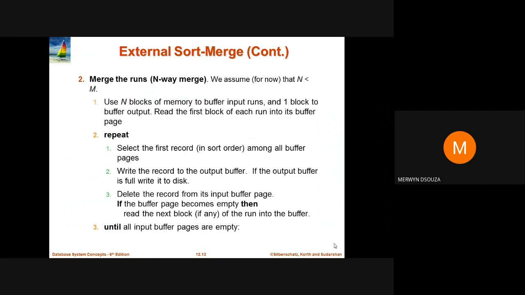We read the first block of each run into its buffer page. Then we repeat the following steps. First, select the first record in sorted order among all buffer pages. Second, write the record to the output buffer. If the output buffer is full, write it to the disk. Third, delete the record from its input buffer page. If the buffer page becomes empty, then read the next block of the run into the buffer. We do this until all the input buffer pages are empty.